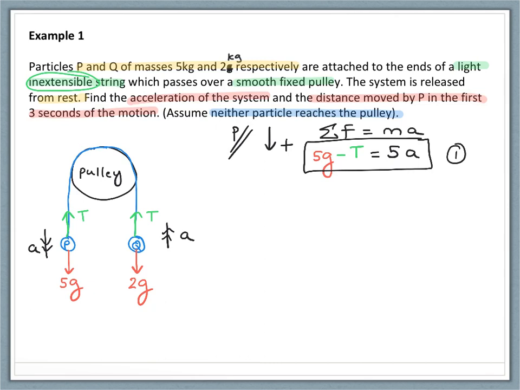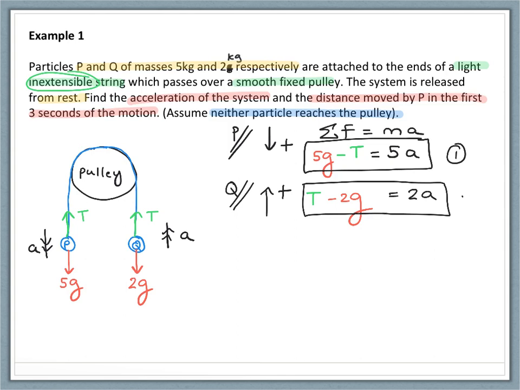Call this equation 1. Now, particle Q, I'm going to choose up as the positive direction for its motion. Remember, we're treating the particles separately here, so actually I can choose a different direction to be positive if I want to, because it's a completely separate application of F equals ma. We're looking at the forces acting on Q. So this time we have in the positive direction upwards T. 2g is negative because it's downwards, and this equals m, which is 2 multiplied by the acceleration, which is still a.